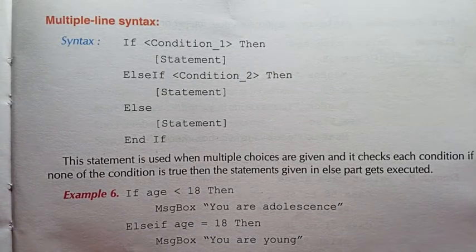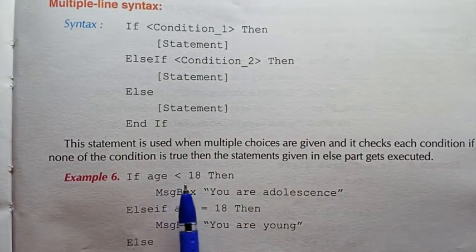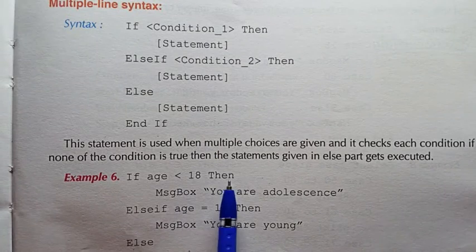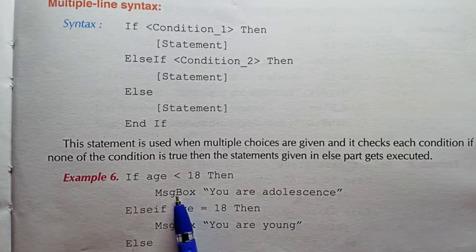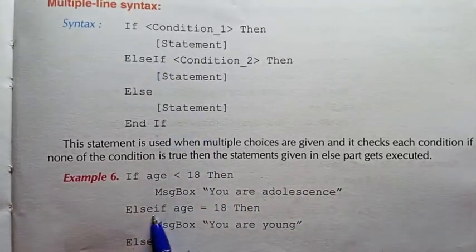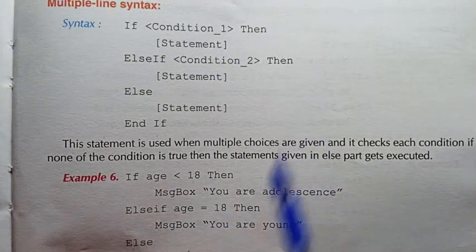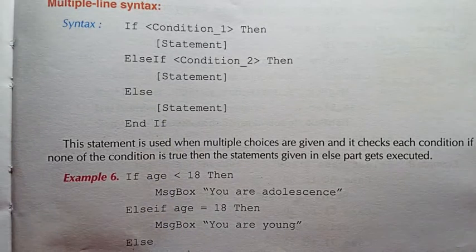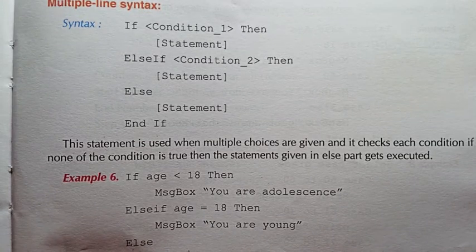Now you can see this through the example. If age is less than 18, then first condition. If age is less than 13, message box statement: you are adolescent. So we will get a message box, you are adolescent. Else if, then the second condition is to be given, else if age equals 18, then the statement MsgBox you are young. Else, otherwise, if both the conditions are not true, then MsgBox you are old. Then we will get a message box you are old.